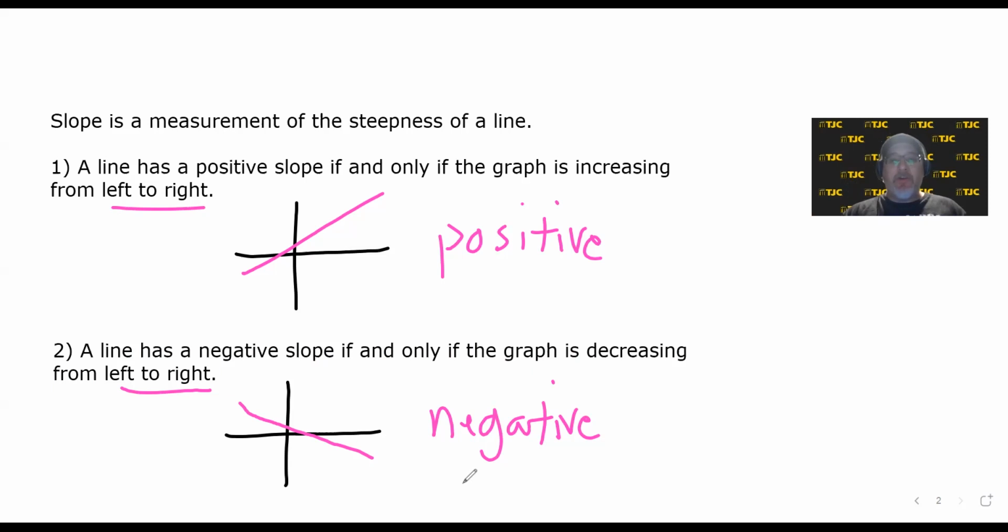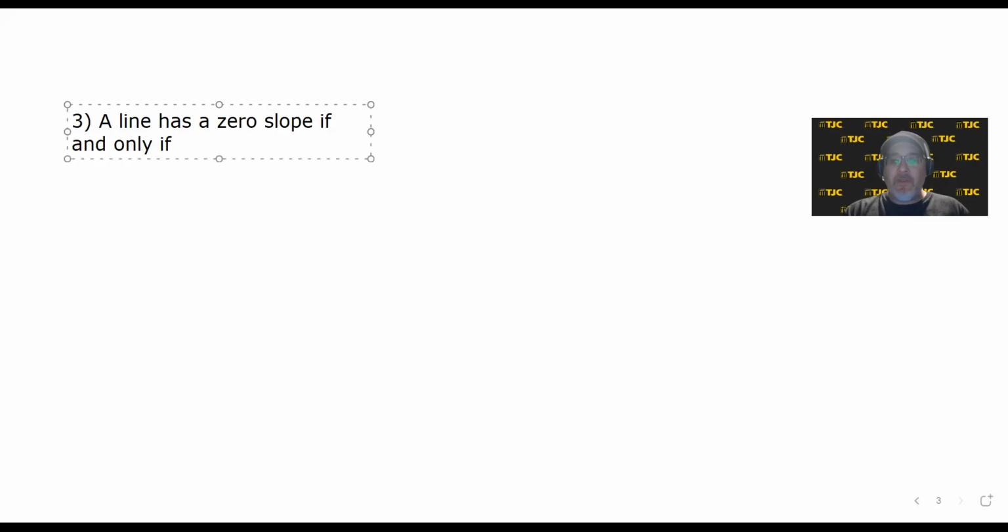All right, so what else do we need to know about slope? Well, what if your slope is 0? What would you think that would mean? If slope is attempting to measure steepness and you say the steepness is 0, what would a line look like if it had no steepness at all? It would look like that. So number 3, a line has a 0 slope if and only if the line is vertical.